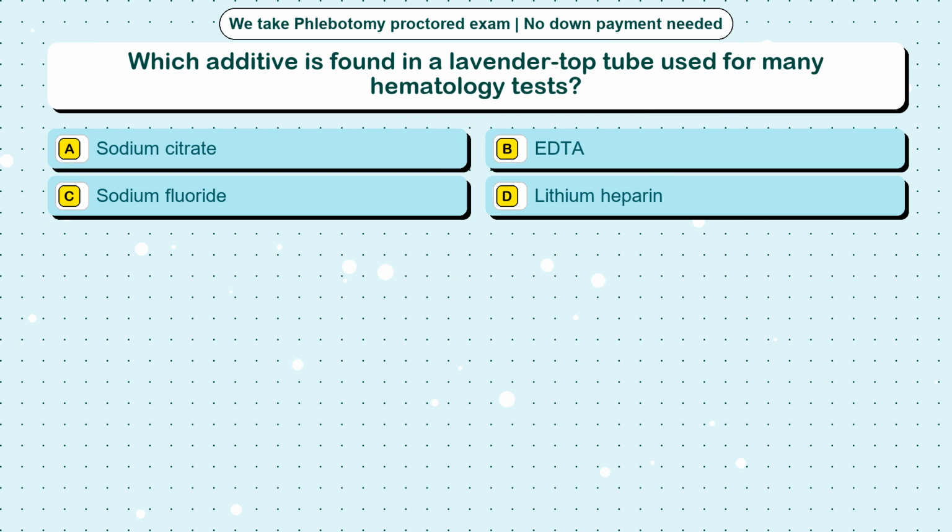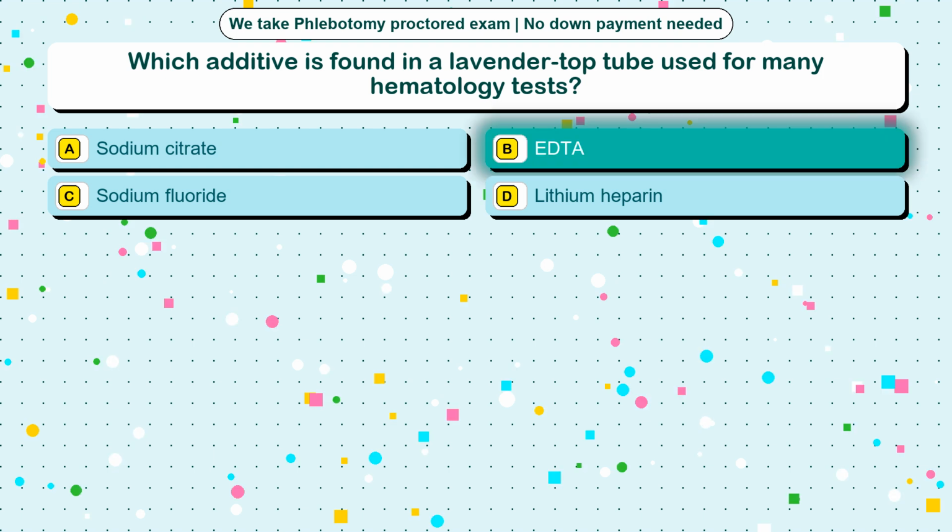Question 94. Which additive is found in a lavender top tube used for many hematology tests? Option A, sodium citrate. Option B, EDTA. Option C, sodium fluoride. Option D, lithium heparin. The correct answer is option B, EDTA.